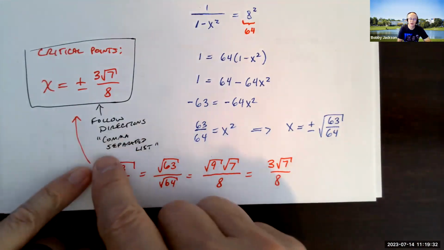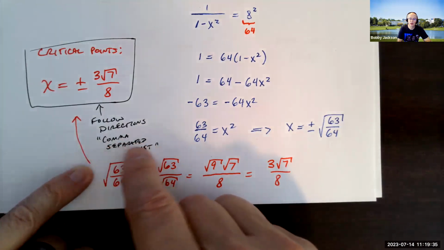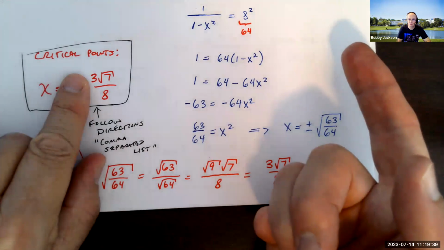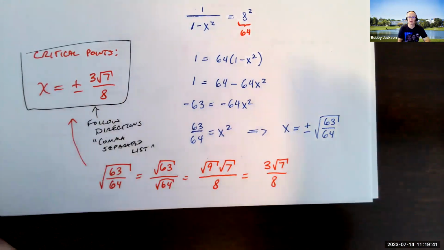Make sure you follow the directions in Achieve. They do want you to list comma separated lists, so they don't want the plus or minus. You would have to list one as positive that, comma, negative that.